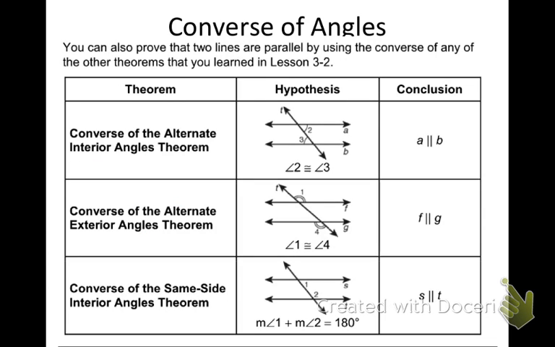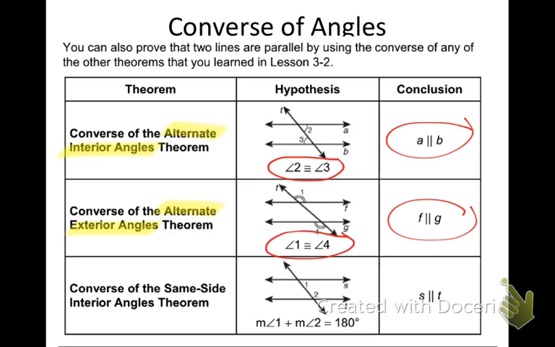All right, now the same is true for alternate interior angles. If the alternate interior angles are congruent, my lines are parallel. Same is true for alternate exterior angles. If alternate exterior angles are congruent, my lines are parallel.